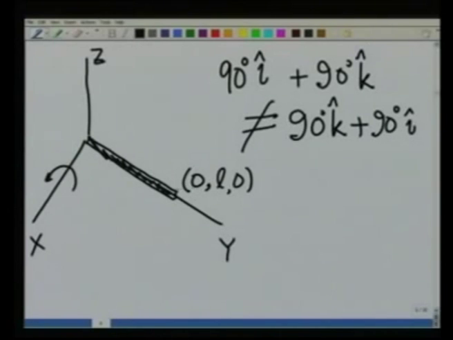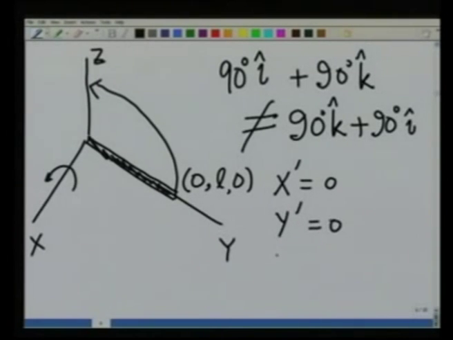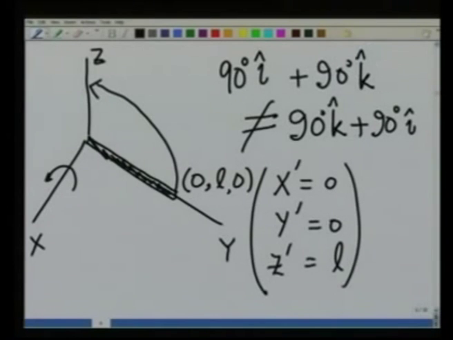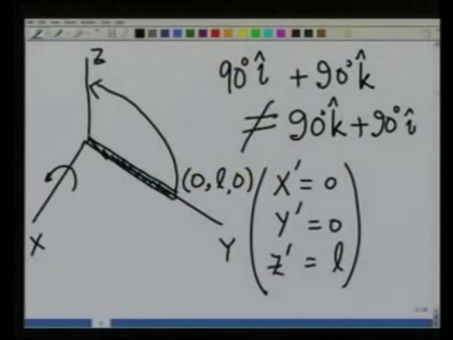If I rotate this rod about the x axis counterclockwise, the new coordinates of this would be x prime would remain 0, y prime would become 0 and z prime would become L after the first rotation. After the second rotation about the z axis, nothing really changes, it has just rotated a bit. On the other hand, let us see what happens if I rotate it about the z axis first and then about the x axis.